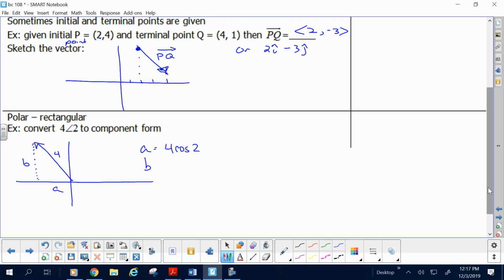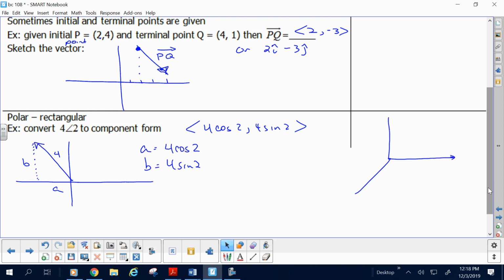And what about the B? 4 sine of 2. And so if you were to put this in component form, if I didn't have my calculator open, which I don't, then it would be 4 cosine of 2, 4 sine of 2. And that's the vector in component form. When I put those into my calculator, I would definitely expect a negative on the first component and a positive on the second. Yes? Okay.